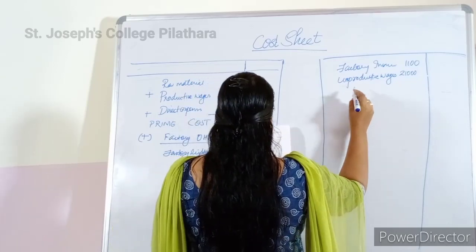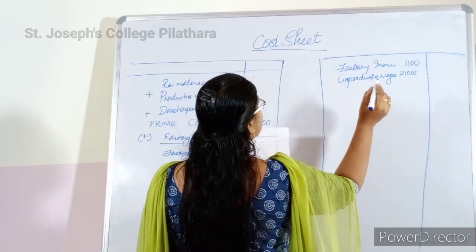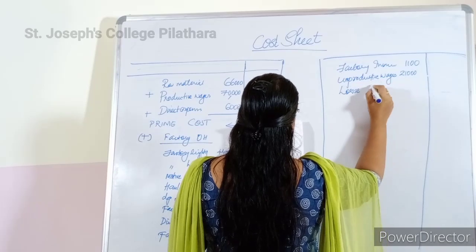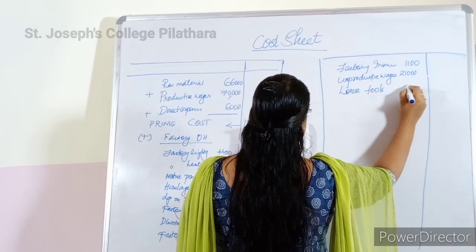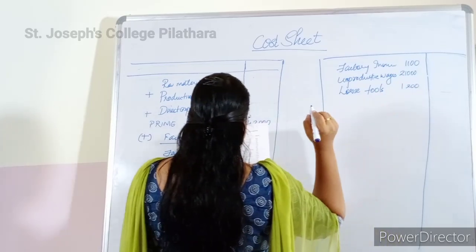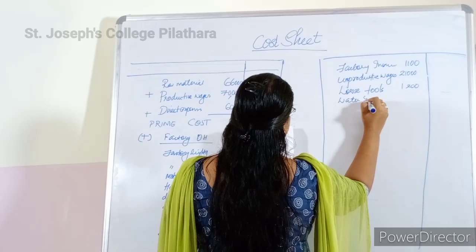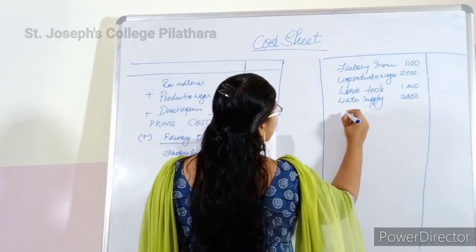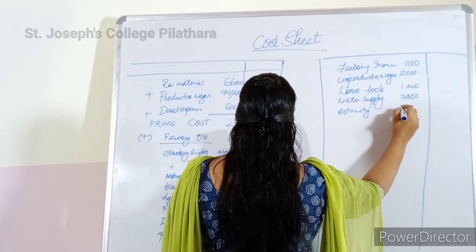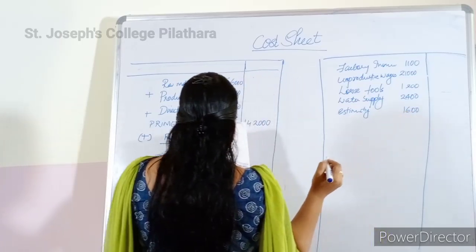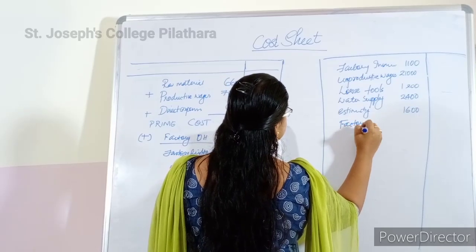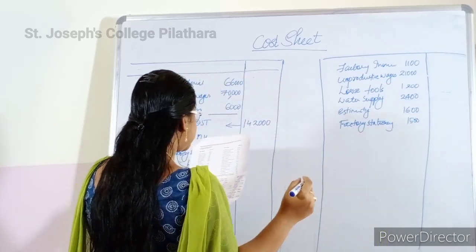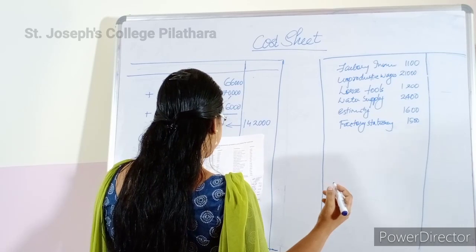Okay, next come loose factory insurance we recorded. Then loose tools. Since all these belong to the factory level items, you will record under the factory overhead. So loose tools written off 1,200. Then water supply, 2,400. Then estimating cost, how much? 1,600. And factory stationery, 1,500. So almost every factory level expense we recorded, I guess.